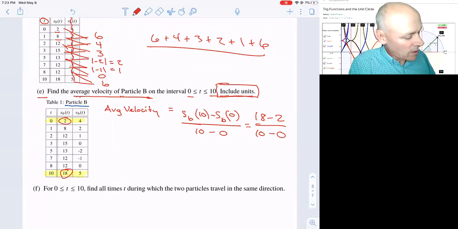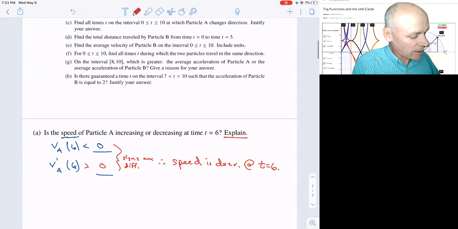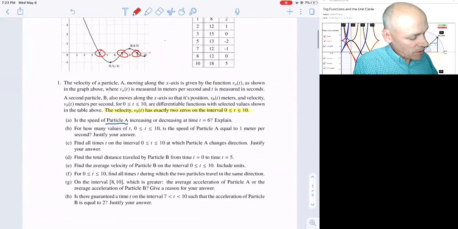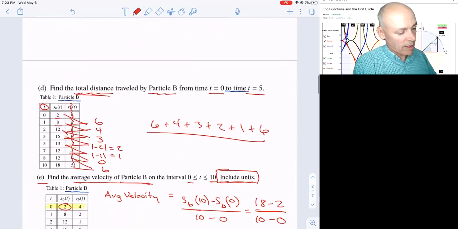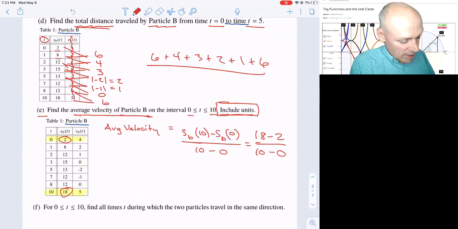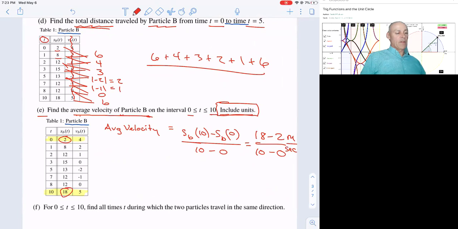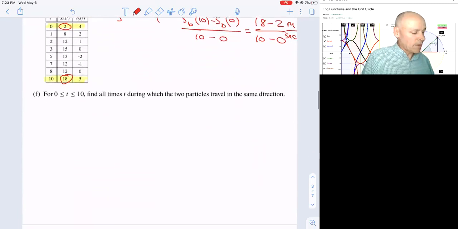Well, I know my units for position. Double check back, my position is given in meters, and time is given in seconds. Yep, t is measured in seconds. So that's going to be meters per second, and that makes sense. So meters per second are the units that go with that. That makes sense for average velocity. Okay.